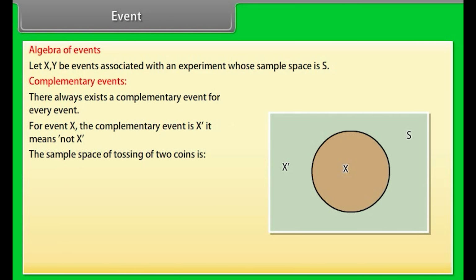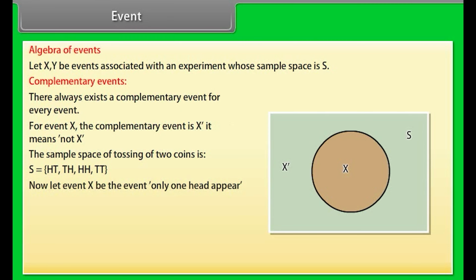The sample space of tossing of 2 coins is S is equal to HT, TH, HH, TT. Now let event X be the event only one head appear. X is equal to HT, TH. The complementary event X dash is X dash is equal to HH, TT.